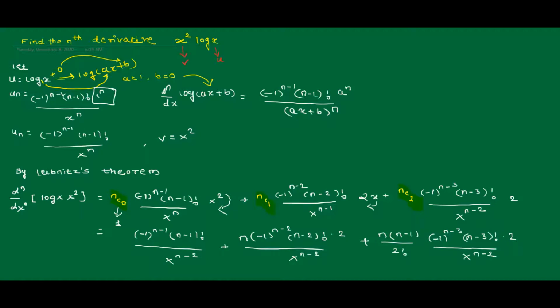Now this 2 factorial and 2 cancel. You can take 1 divided by x raised to n minus 2 outside, or minus 1 raised to n minus 1 also outside, and then write the remaining terms, or you can write it as it is. So this is the required solution.